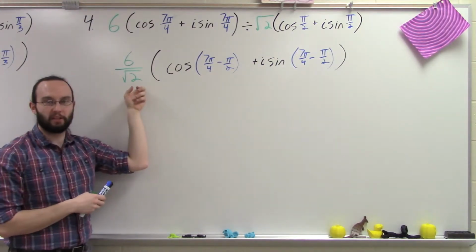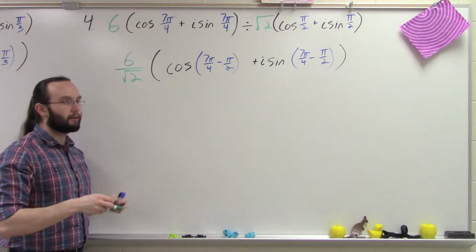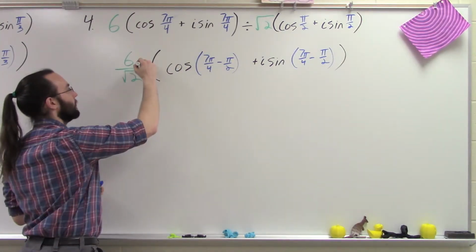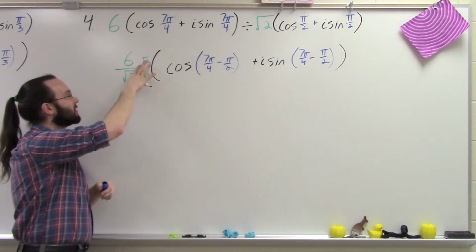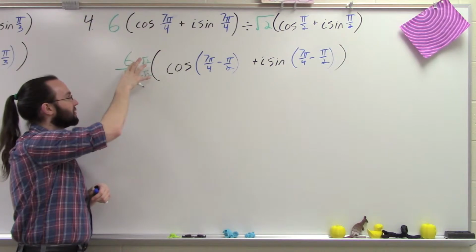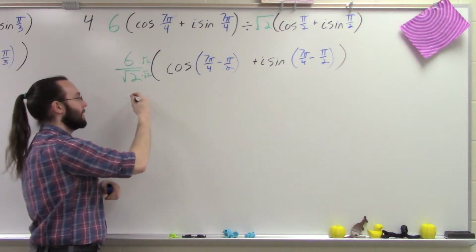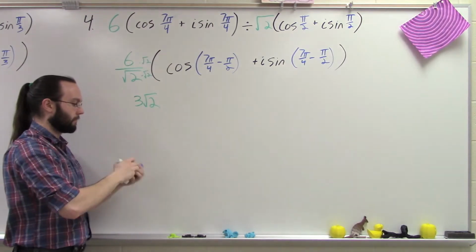and with that modulus, 6 divided by root 2, we don't want that root 2 in the denominator, so cleaning that up just a little bit, we can multiply by root 2 over root 2. So now we'll have a 6 root 2 over 2. Of course, we can clean that up as well. 6 over 2 reduces to 3. So our new modulus is 3 root 2.